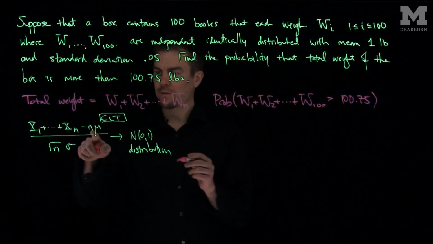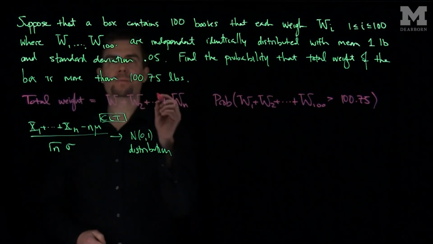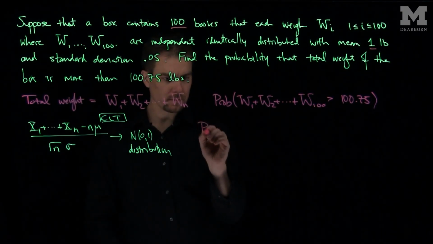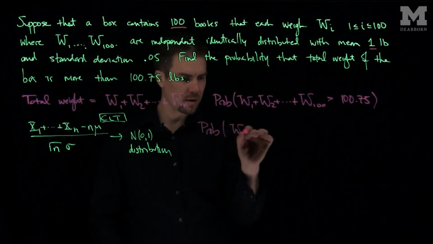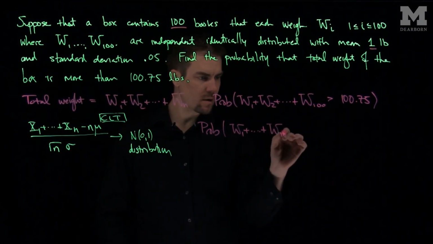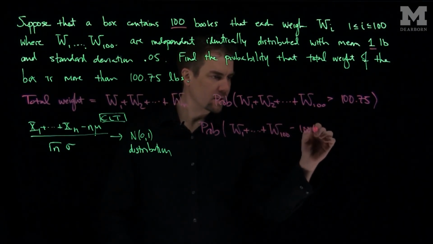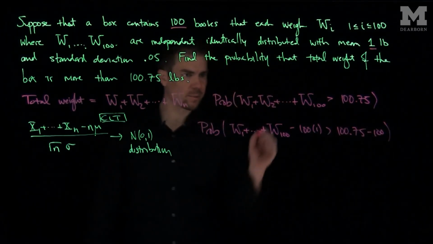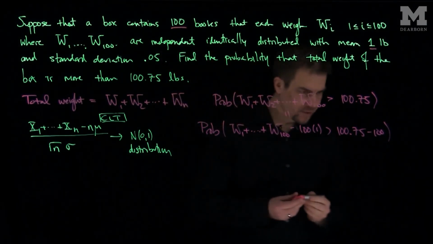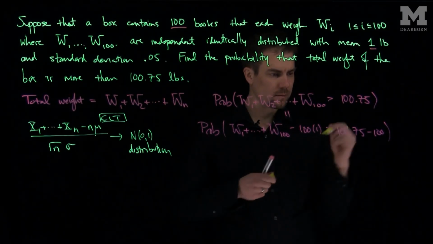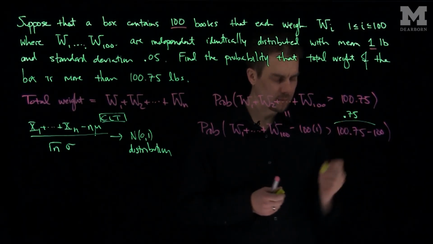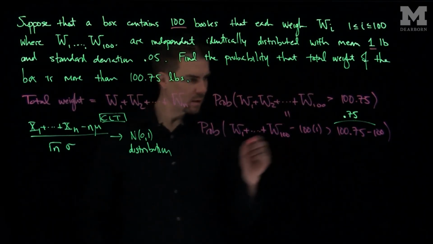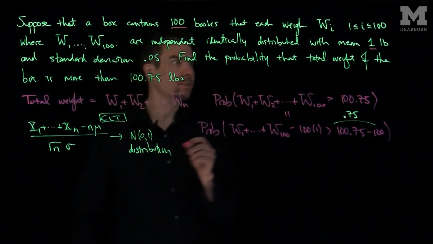So we'll standardize this. First I'll subtract off n times the mean. n in this problem is 100, and the mean is 1. So I will subtract 100 times 1 from W1 plus through W100, and from the inequality 100.75 minus 100, so it doesn't change the probability at all. And over here this will just be 0.75. Then we will divide by the square root of n times the standard deviation.